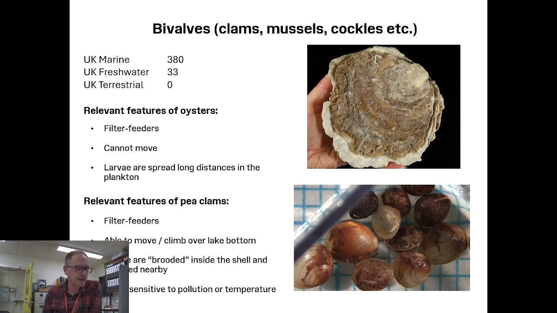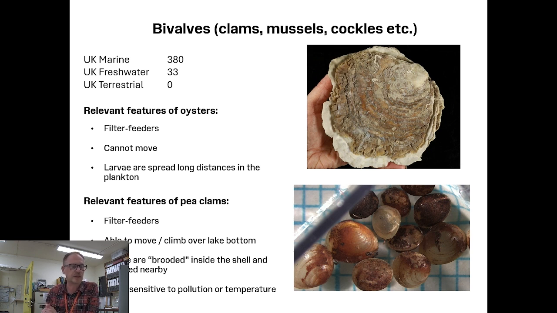The pea clams, which live in fresh water, separated from other bodies of fresh water by large areas of land, are also filter feeders, so they strain the water through their bodies. They're often able to move to a limited extent, so they have a little foot that comes out like a little toe or a tail, and that allows them to climb around to a limited extent, so they can move from one part of a pond or lake to another.